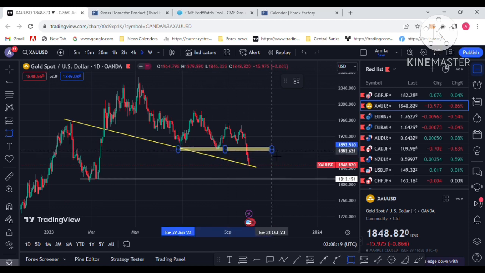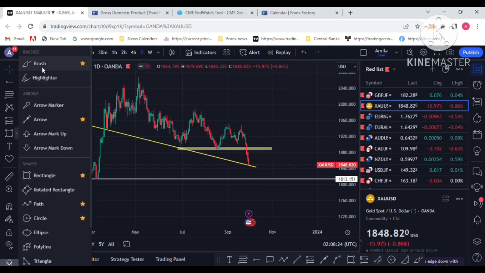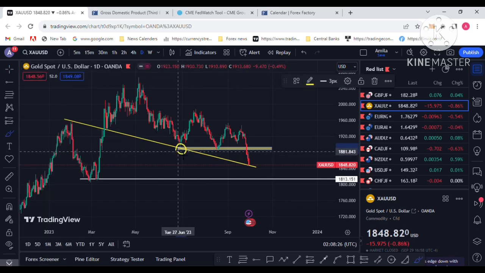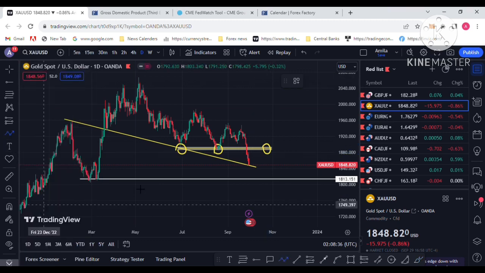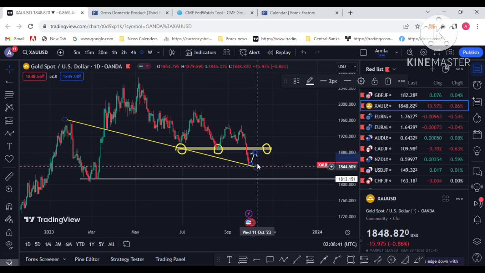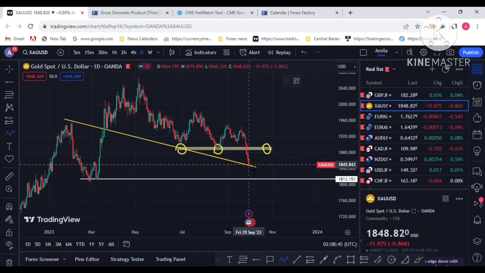I am seeing the 1885 level is the support. This support becomes resistance. This is support, and it can be resistance here. Support becomes resistance, SBR, is a simple technical theory. So I am expecting price to retrace to this support area, become resistance, and drop again. So that is my forecast for next week.